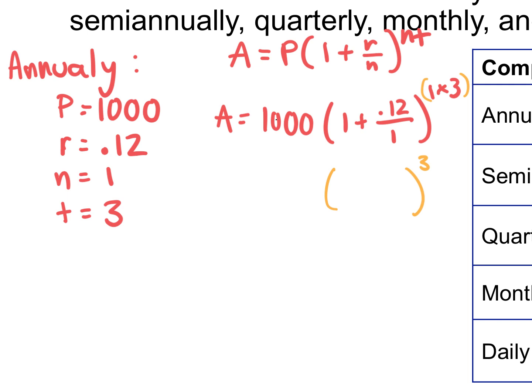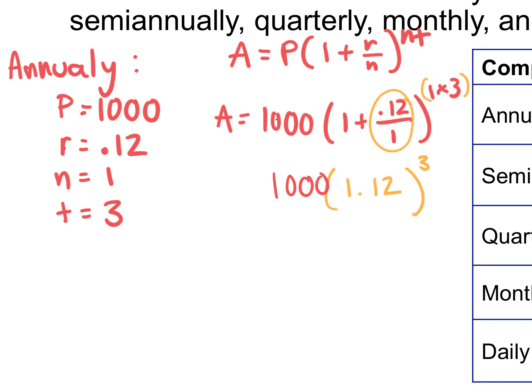I have to do the division first. So 0.12 divided by 1 is still 0.12. Then we can add it, so it'll be 1.12. Then according to PEMDAS, we have to do our exponent next.